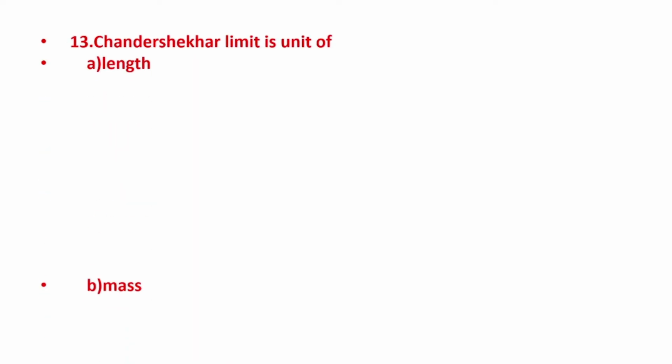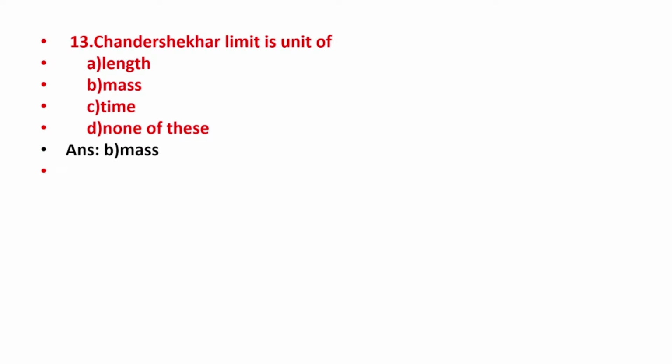Chandrasekhar limit is a unit of dash: length, mass, time, none of this. Chandrasekhar is a person related with the life stages of a star. Actually, the Chandrasekhar limit is mass, compared with the solar mass of the sun.